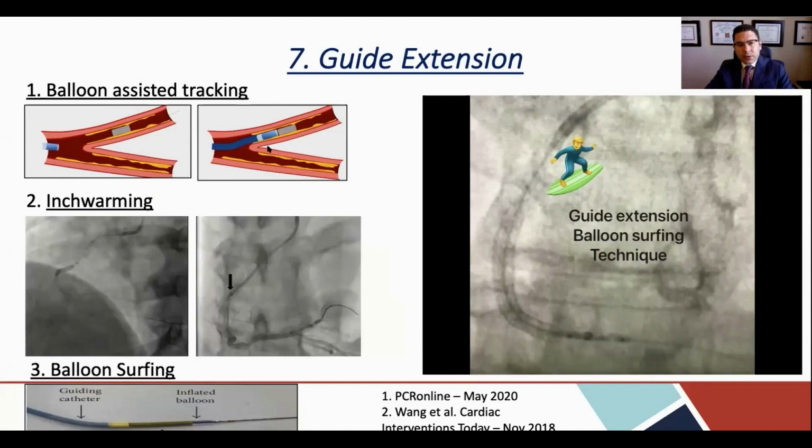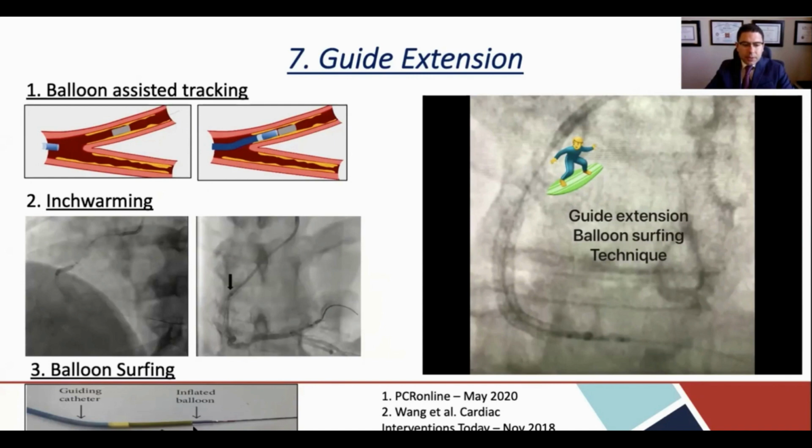Balloon-assisted tracking consists of advancing the guide extension over an inflated balloon shaft. Inchworming is when the guide extension is abutting the balloon, and advanced when the balloon is being deflated, one of the major techniques in getting through hard tortuosities.